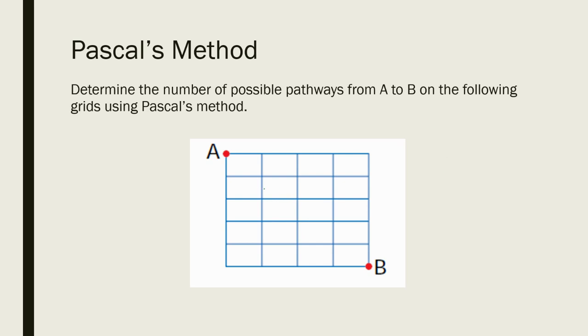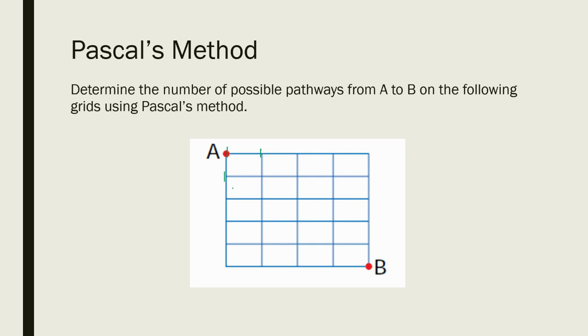I'll get it started, and with these, it'll be helpful if you pause the video, try it yourself, and then unpause to check in. Or just watch me fill in these values. We're starting at A, so we'll put a 1 there. And we're going to apply Pascal's method. It's almost like we're making Pascal's triangle just tilted on its side.